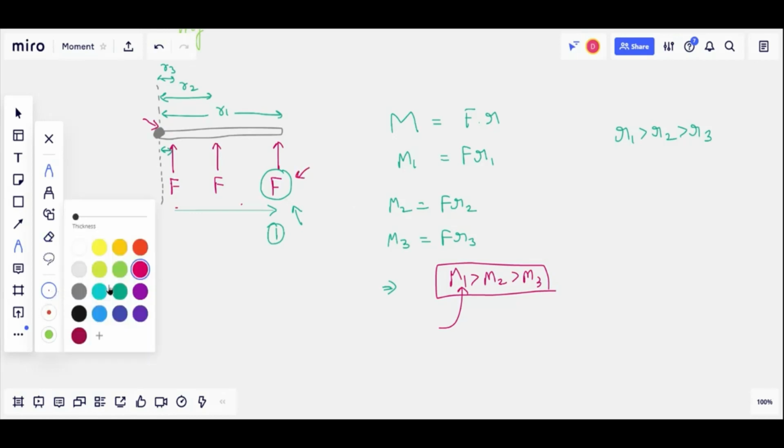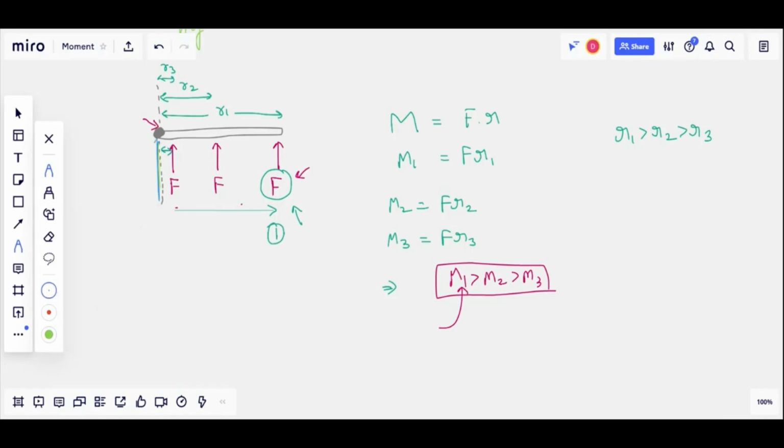Consider a fourth situation when we push, let's say, exactly over here, exactly at the pivot, or let's say the hinge. Will this cause any movement? No, because practically we know that if we just push the hinge, it won't really rotate the door. And mathematically, we know that the moment, denoted by M4, is FR. Now, what is R in this case? It is exactly zero, right? Because we are just pushing at the rotational point. So the moment in this case would be zero. So this is getting proved mathematically as well.